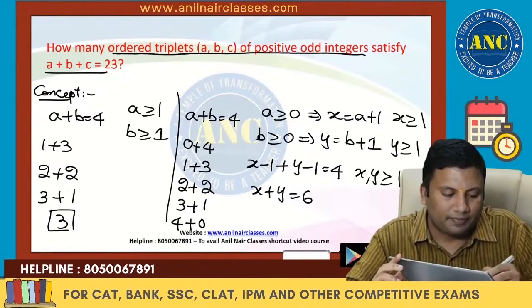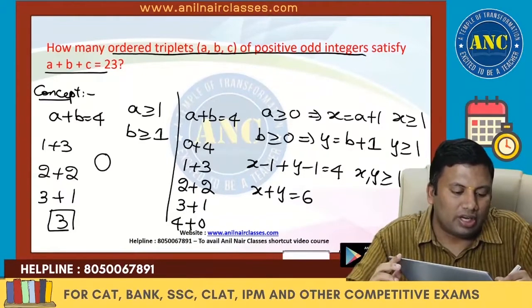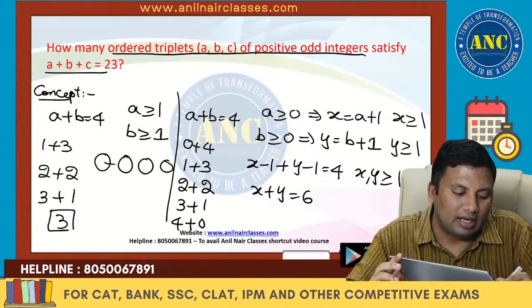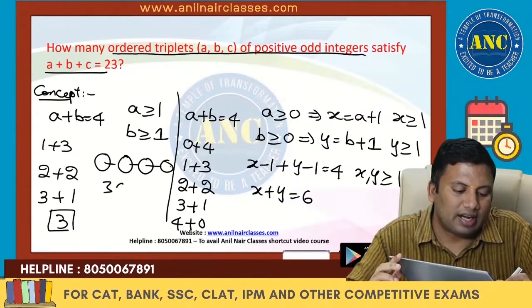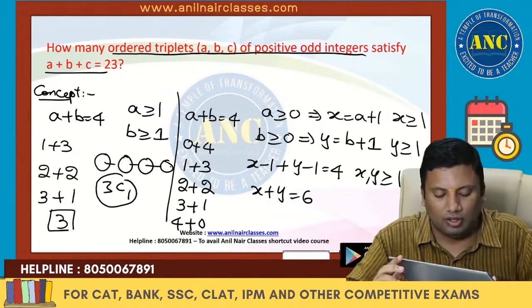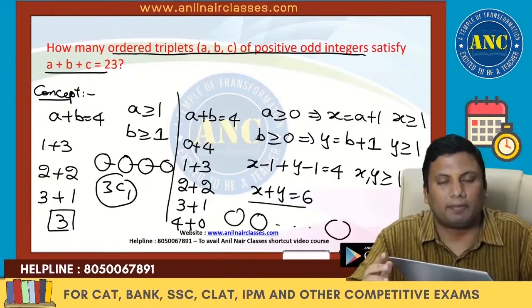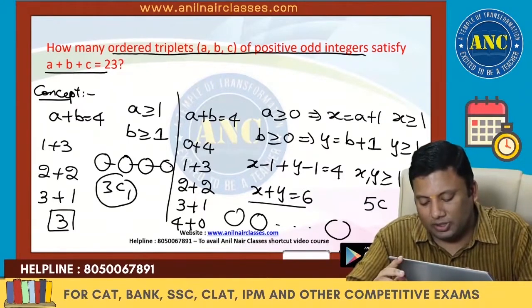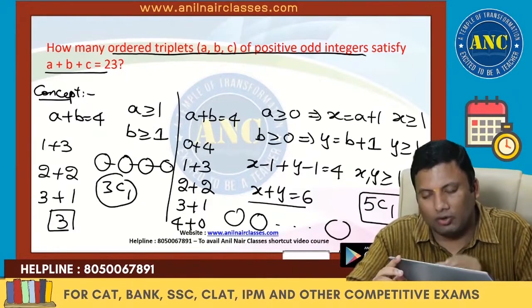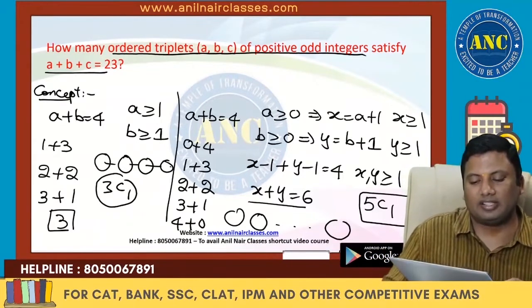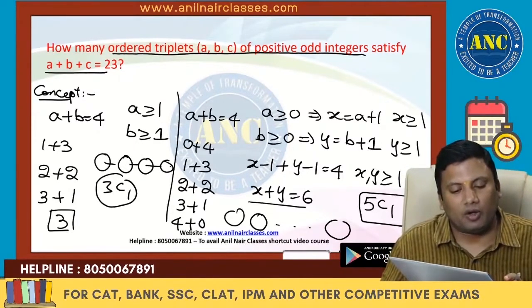6 means, how did you get 3? 4 balls are kept in a line. There are 3 gaps. Select any one gap, you will get one solution. X plus Y equivalent to 6: 6 balls are kept in a line. There are 5 gaps. Select any one gap. You will get one integral solution, 5C1. I hope the idea is clear.